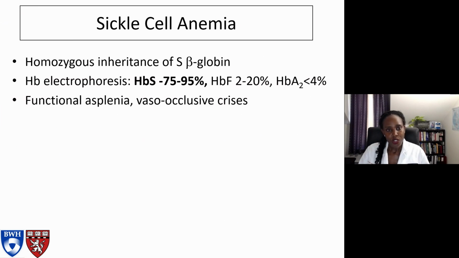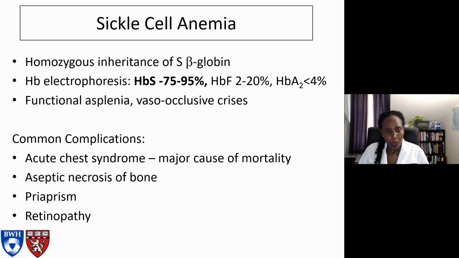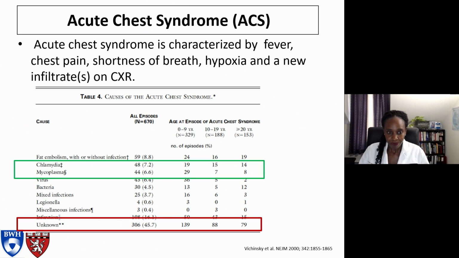Sickle cell anemia refers to the homozygous inheritance of the sickle gene. The hemoglobin electrophoresis shows sickle hemoglobin making up 75 to 95% of hemoglobin. By the time patients are adults, they have functional asplenia, and vaso-occlusive crises are the hallmark of sickle cell disease. Common complications include acute chest syndrome, aseptic necrosis of the bone, priapism, and retinopathy. And acute chest syndrome is a major cause of mortality and so needs to be identified swiftly.